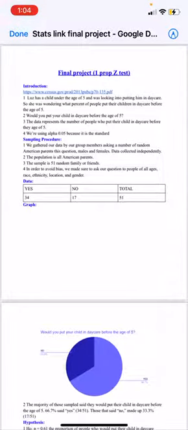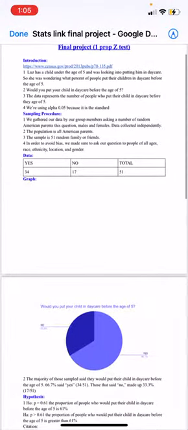The data that we collected represents the number of people who put their child in daycare before the age of 5. We are using an alpha of 0.05 because it is standard. We gathered our data by our group members asking a number of random American parents. This question was for males and females. Data was collected independently. The population is all American parents.